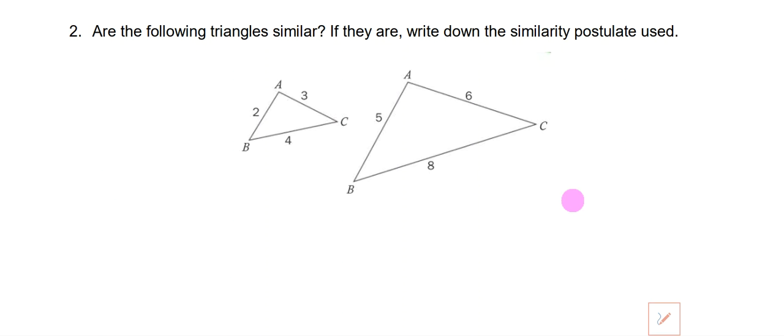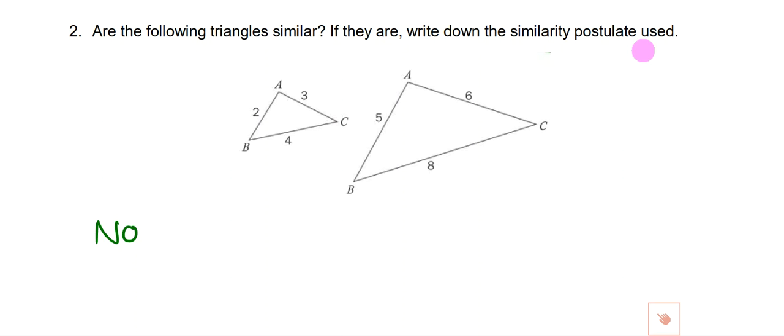Are the following triangles similar? If they are, write down the similarity postulate used. So a lot of you figured out the postulate: is it the three angles? Is it angle side angle? Is it side angle side? Which one are we going to use? Well, in this case, are the following triangles similar? The answer is actually no. Okay, that's the answer. We don't need to use the similarity postulate because there isn't one, but we do need to specifically state why.